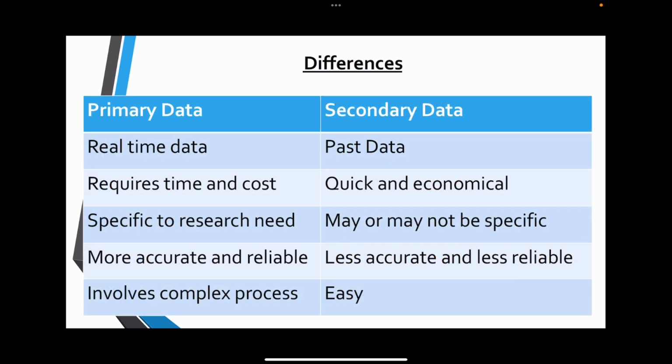Let's talk about the differences between primary data and secondary data. Primary is real-time data. Why do we call it real-time? For example, if you are conducting research today for, let's say, your master's degree, then you will design your research project, collect data, and obtain data from this year. So that's why it is called real-time data, meaning the most updated data we will get using primary data.